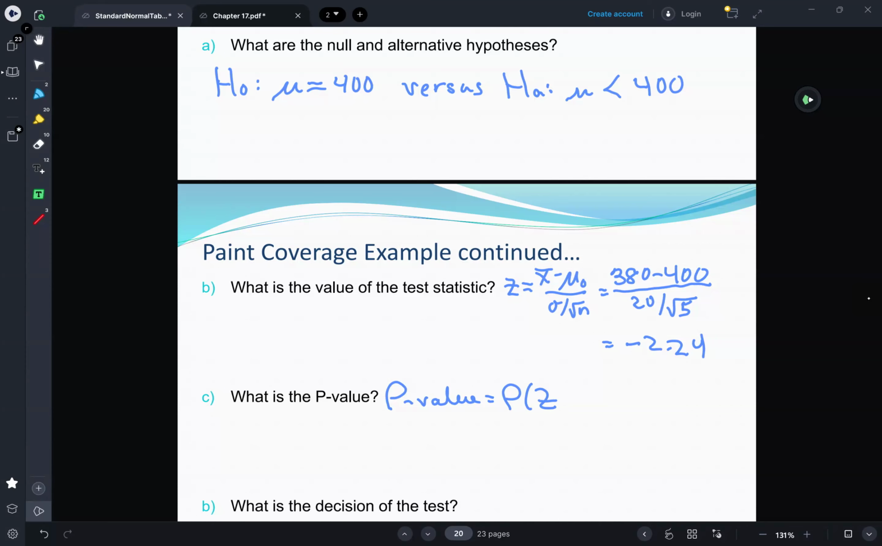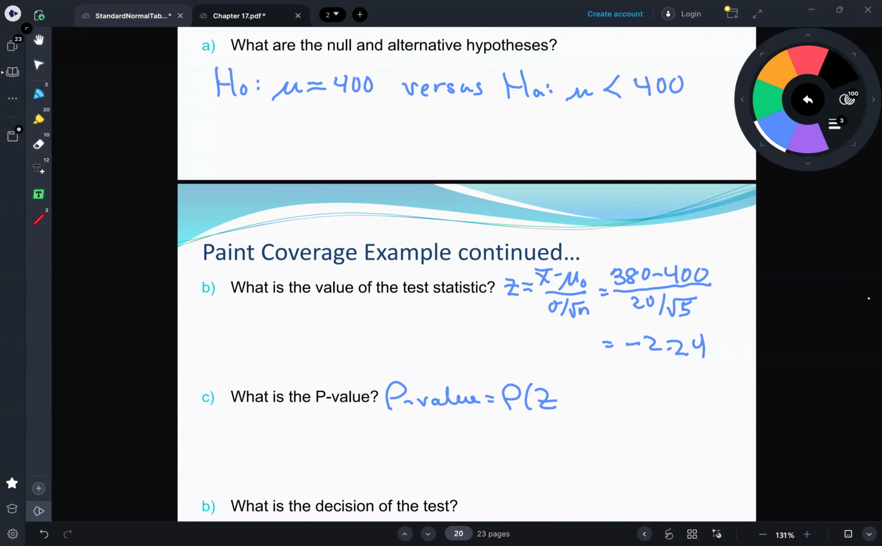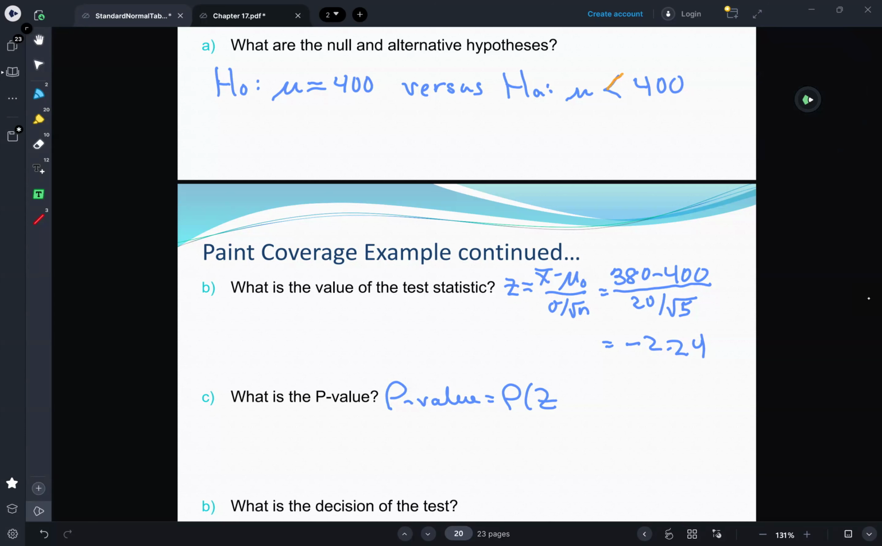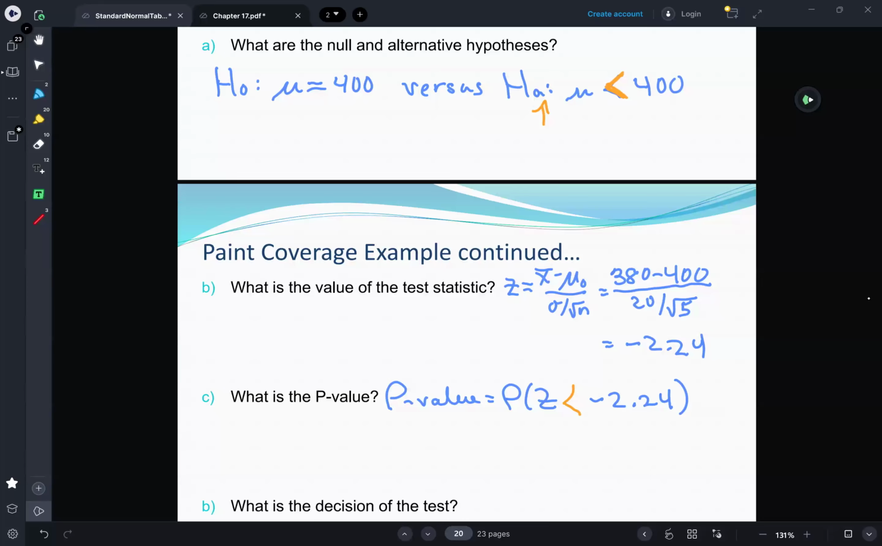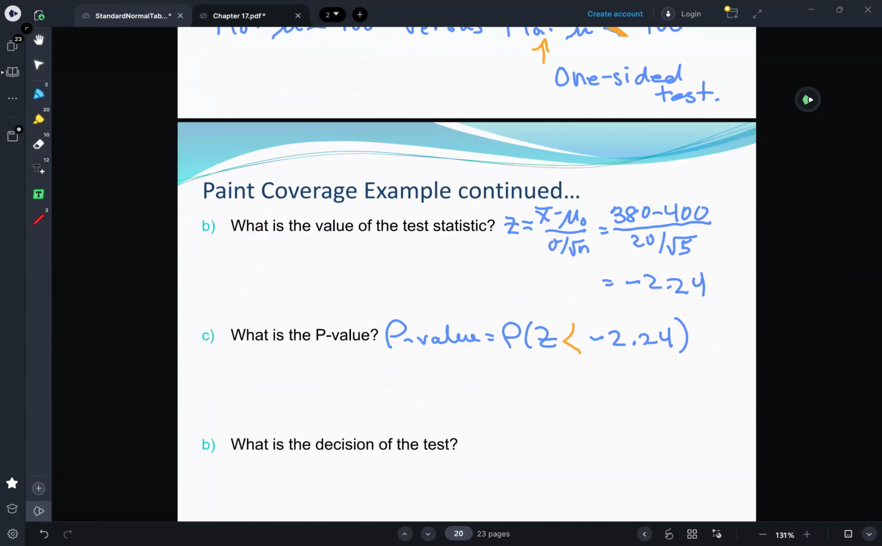Yes? Yeah, less than. I'm just going to grab this orange again because this really highlights less than is the alternative. Just take a look at the alternative. It's going to be less than here as well. And it's going to be negative 2.24. So there's no absolute value in this case. It's only case 3 when you're doing the two-sided test. So we have a one-sided test again. Let's write that down. This was a one-sided test.